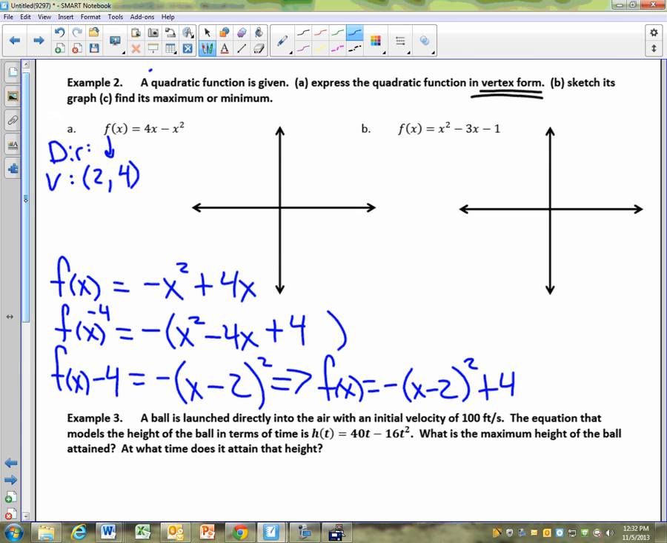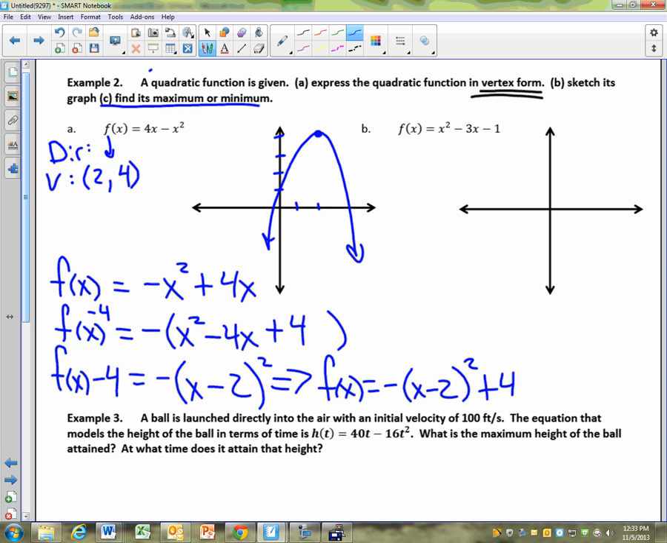So the direction, and this is what you're going to be asked to do for your assignment: express the quadratic function in vertex form. We did. It's right here. Sketch its graph. In order to sketch its graph, we look at the direction and the vertex. We're not going to do the x-intercepts. We're not going to do the y-intercepts. All we're going to do is just plot the vertex and then draw the shape. So I go over 2. I go up 4. And I just draw it going down. I don't care where it crosses the x or y axis. Doesn't matter to me.